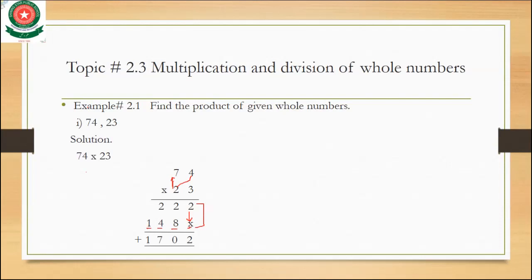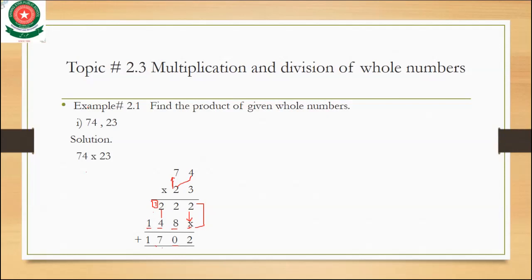8 plus 2 is equal to 10. So 0 comes here and 1. So 1 here comes. 4 plus 2 is equal to 6 and 1 carry is equal to 7.